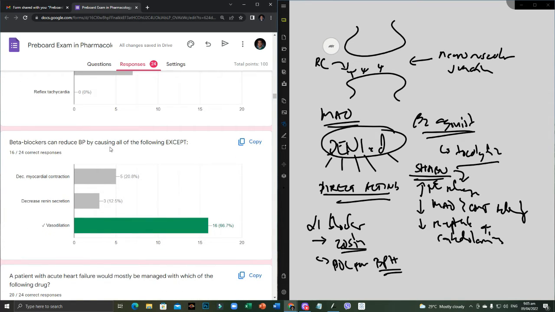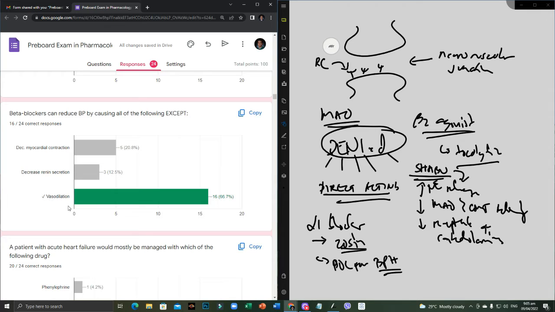Anyway, next one. Beta blockers can reduce blood pressure by causing all of the following except. So very good. They don't cause vasodilation. They mainly target the heart, and of course the kidneys to reduce renin secretion. What causes vasodilation would usually be a beta-2 agonist. Right? And beta blockers don't do that.